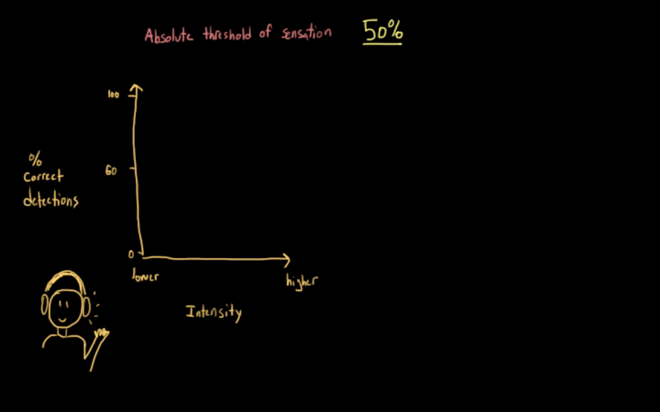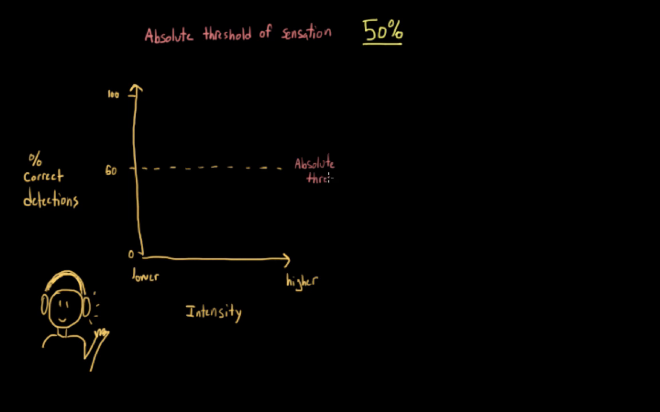And from the sounds they played, there were probably some that I correctly detected 100% of the time. I always heard them, I always raised my hand. But it is possible that I did not correctly identify all of the sounds 100% of the time. And that's what this y-axis is referring to.